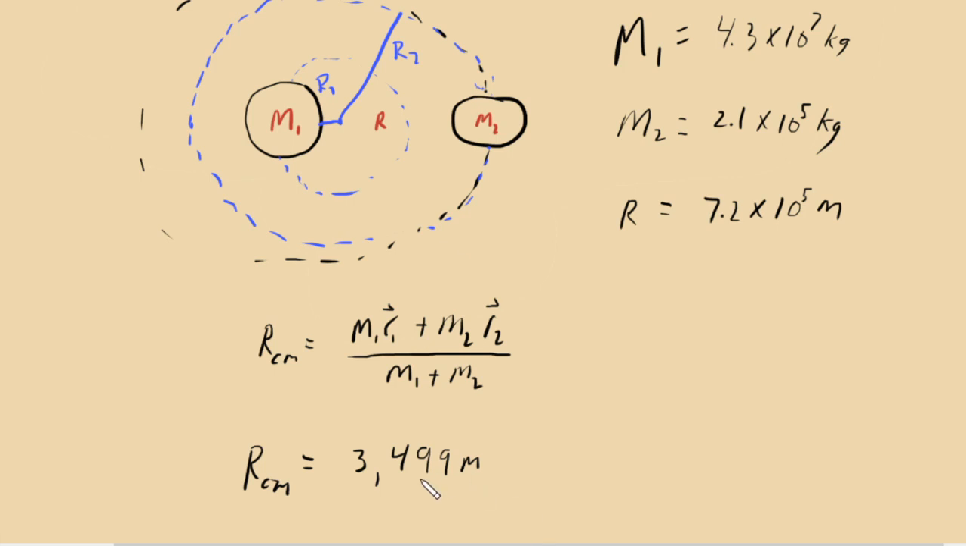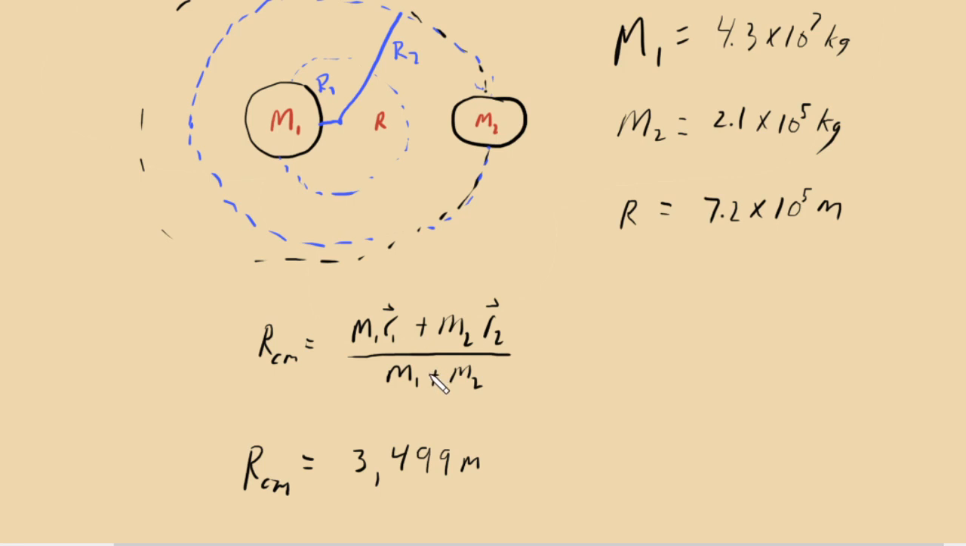we end up with a radius center of mass of 3,499. So all I did here, I guess I had forgotten to write it, all we did was plug in mass 1 for mass 1. Radius 1, like I said, I called 0, so really this term disappears. And then we added mass 2, which we're given, 2.1 times 10 to the 5 kilograms, multiplied by radius 2, 7.2 times 10 to the 5 meters. And then we just divided by the sum of the masses, just added mass 1 plus mass 2.